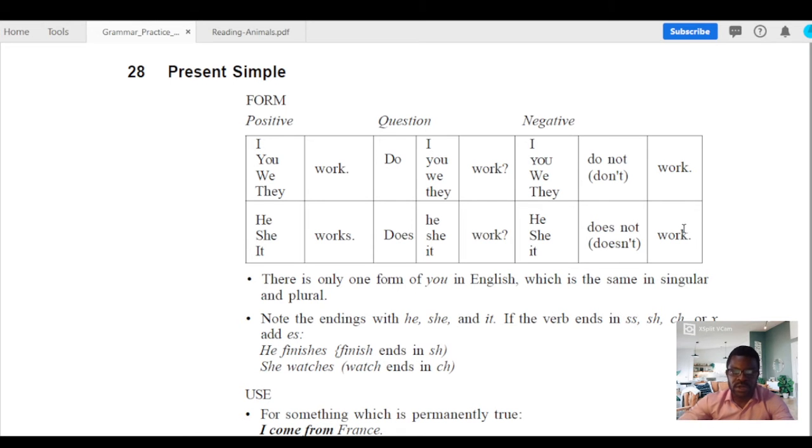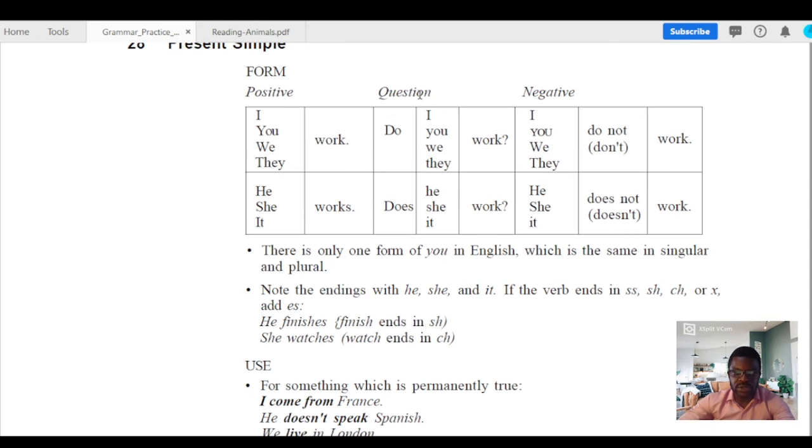So, here we are, present simple: positive, question, and negative. This question form we sometimes call interrogative. And this is affirmative. Our positive form is sometimes called affirmative. So that means positive. This is our negative side.